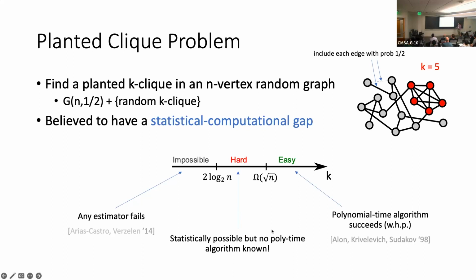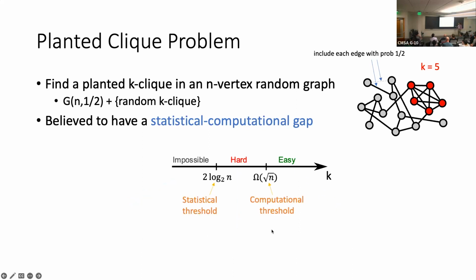But the middle is more elusive. This is the conjectured hard regime, where statistically speaking, it's possible if I'm willing to do a brute force search over all possible cliques, but we don't know a polynomial time algorithm. And we are starting to suspect maybe that this is inherent, that really there just doesn't exist one.